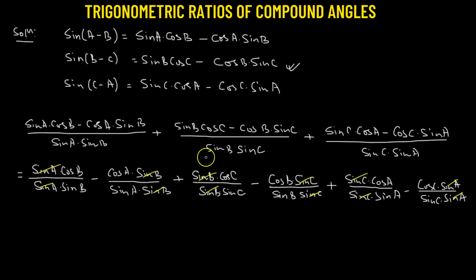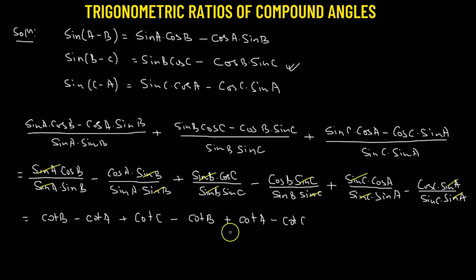So this is going to give us, now we have the ratio cosine over sine. So that's cotangent of angle b. Then we have cosine over sine, so that's cotangent of angle a. Plus in the third term we have cosine c over sine c, so that's cotangent of angle c, minus in the fourth term we have cosine of angle b over sine of angle b, so that's cotangent of b. And then we have the fifth term, cosine over sine a, so that's cotangent of a, minus cotangent of angle c is the last term.